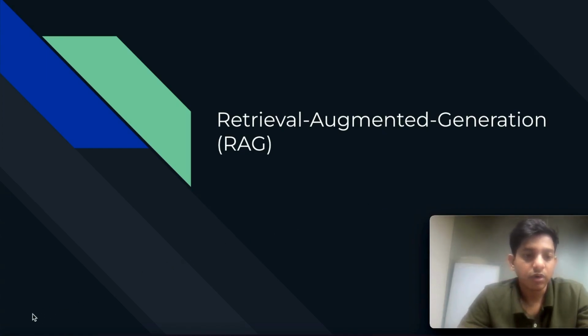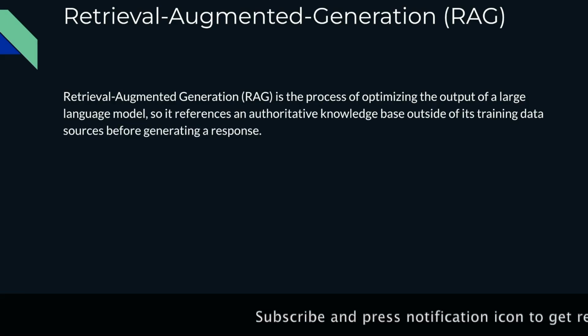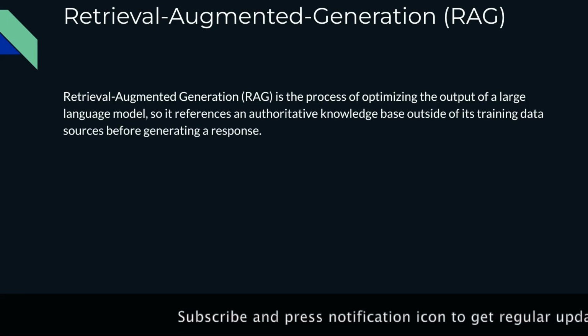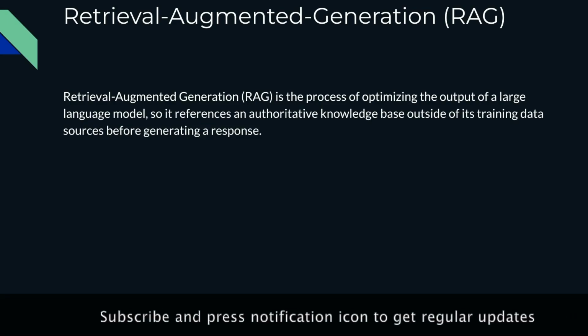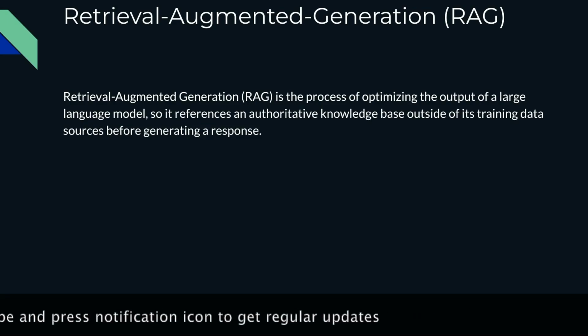So let's see what retrieval augmented generation is. Retrieval augmented generation is a process of optimizing the output of large language models, so it references an authoritative knowledge base outside of its training data source before generating a response. Not so clear? Don't worry, it will get clear in a minute.